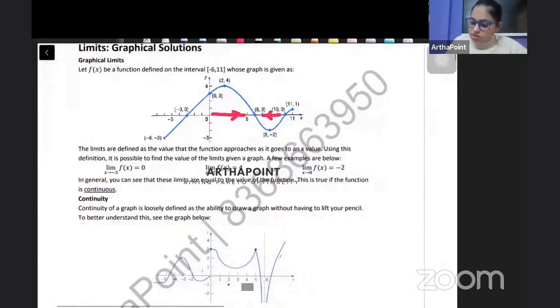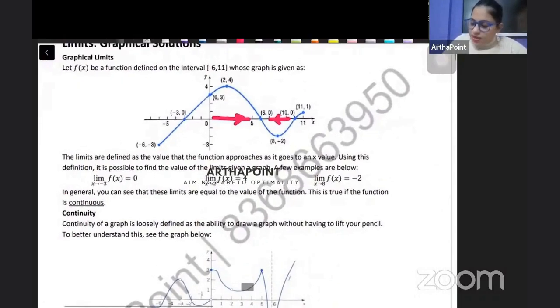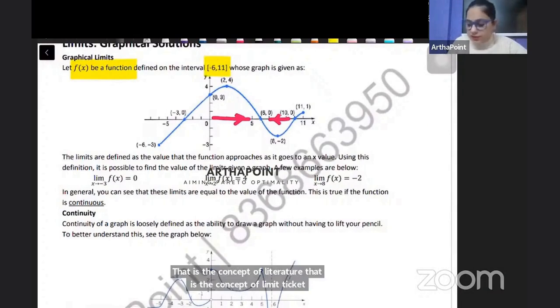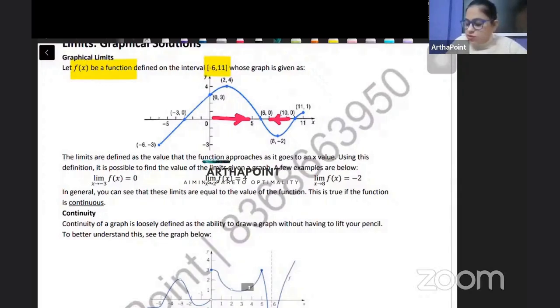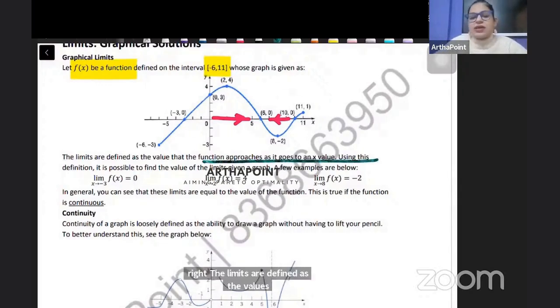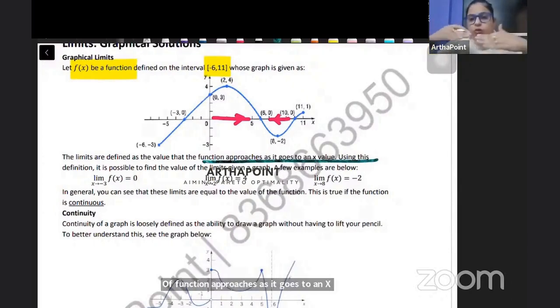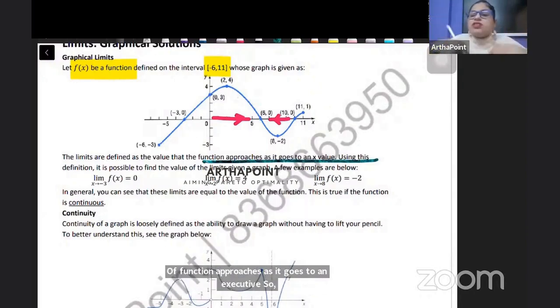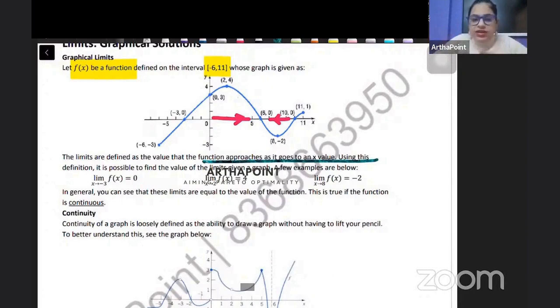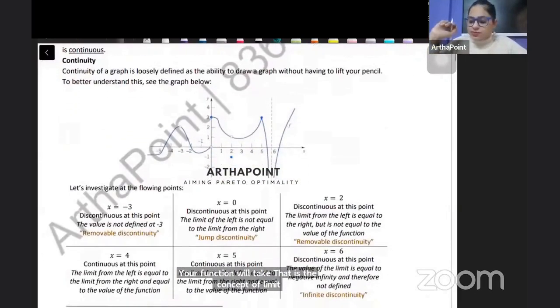ठीक है बेटा? So see here, graphically देखो. fx is a function which is defined between -6 to 11, right? The limits are defined as the values the function approaches as it goes to an x value. तो जब हम x को approach कर रहे हैं, when we are approaching x, what is the value your function will take? That is the concept of limit.